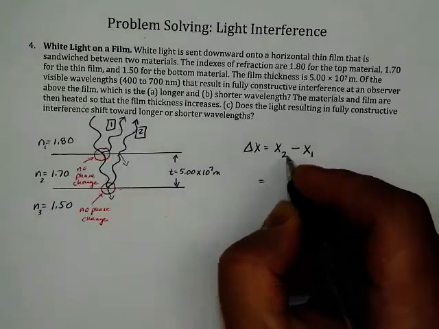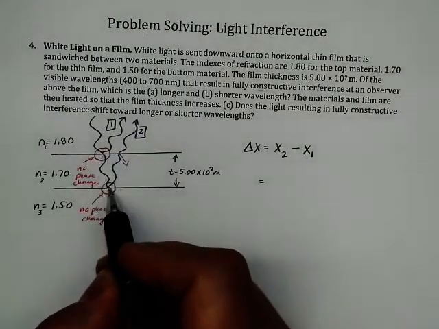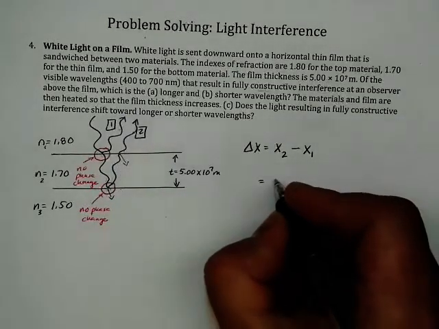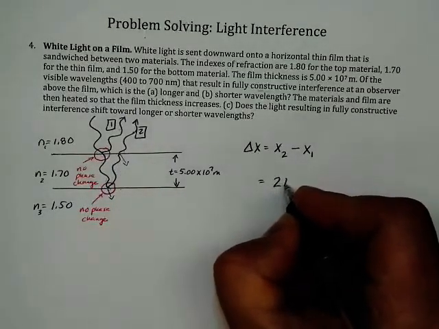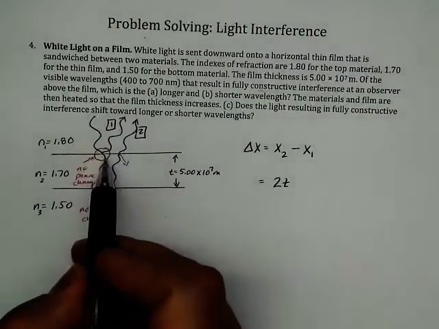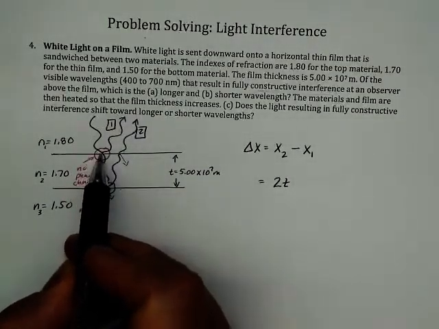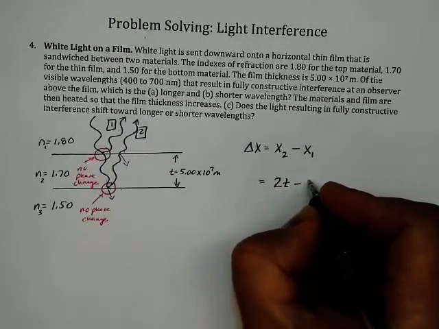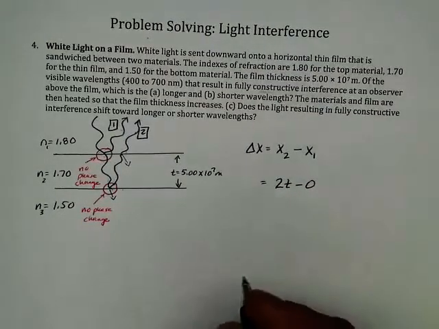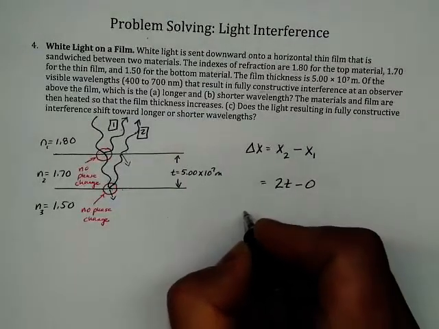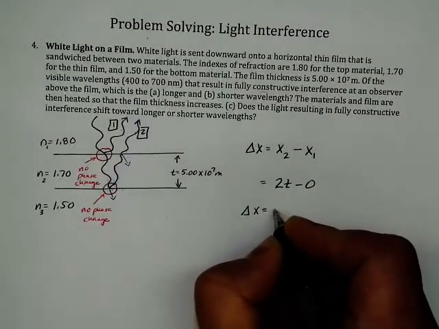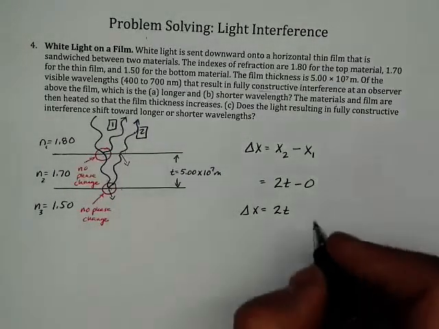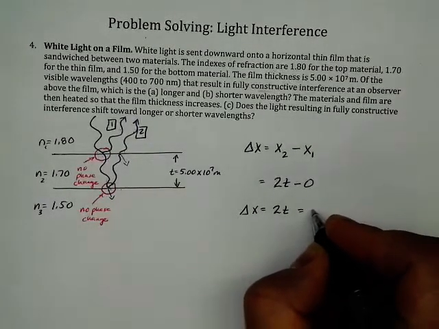Well, beam 2 traveled down a thickness t, no phase change, and traveled back a thickness t. So the distance it traveled was 2t. Beam 1 had no phase change, so to this point, the distance it traveled was 0, just reflecting off of that surface. And so the difference in path length is 2 times the thickness of the film. But that, for constructive interference, has to be a whole number of wavelengths.